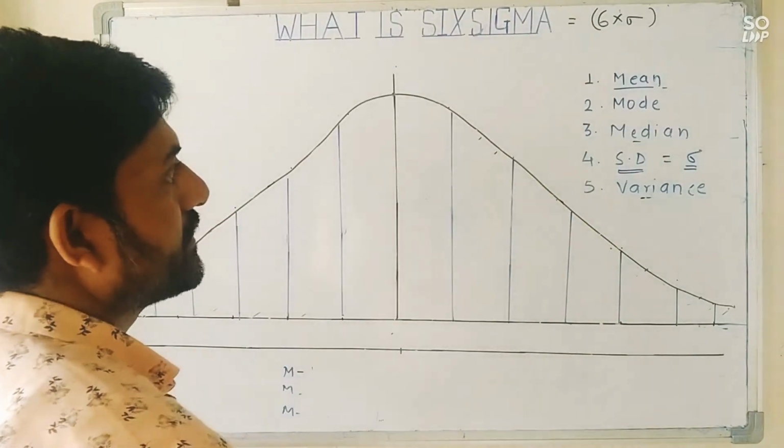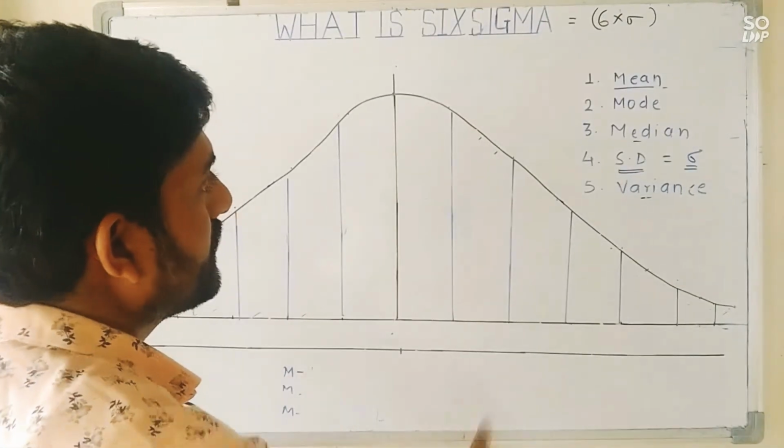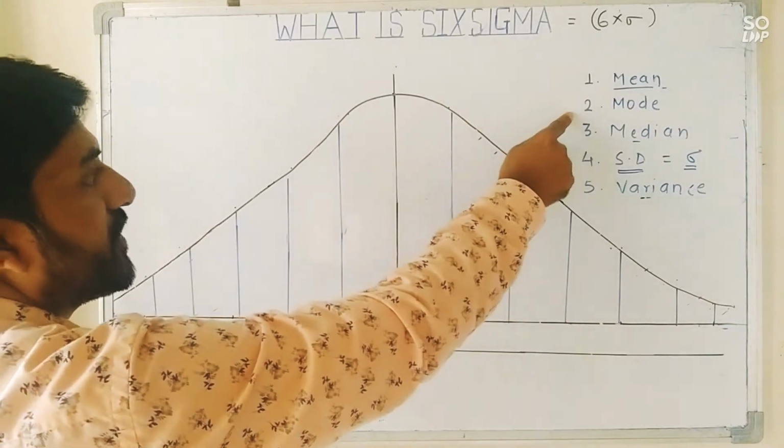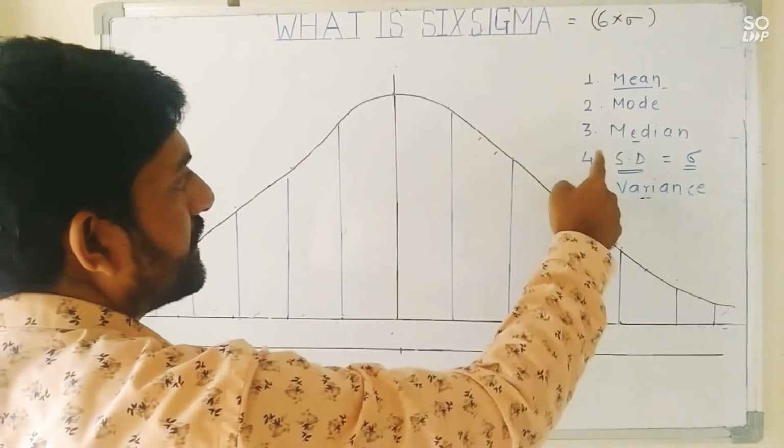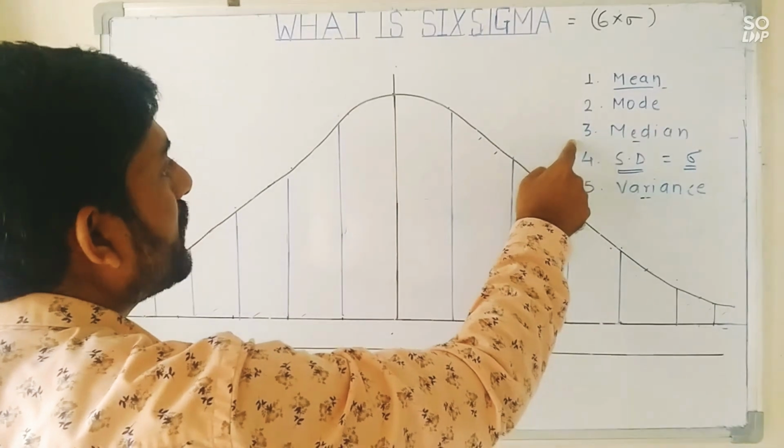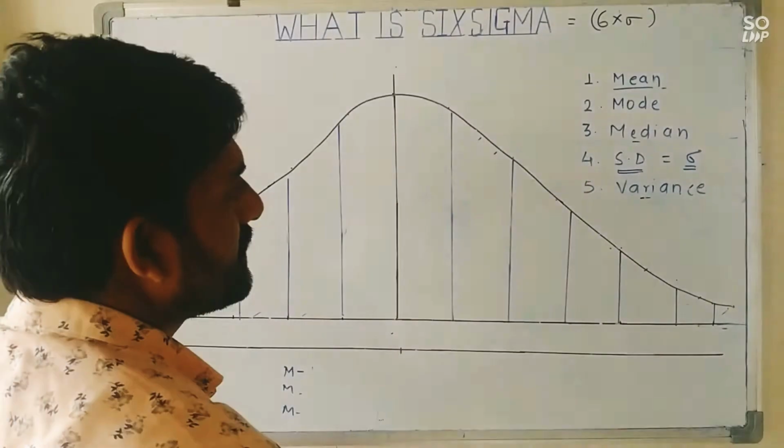Mean means what? It is simply the arithmetic mean of the given data. Second one is mode. Mode means what? The most frequent number in the given data. Third one is median. Median means what? The middle value of the given data. Fourth one is standard deviation.